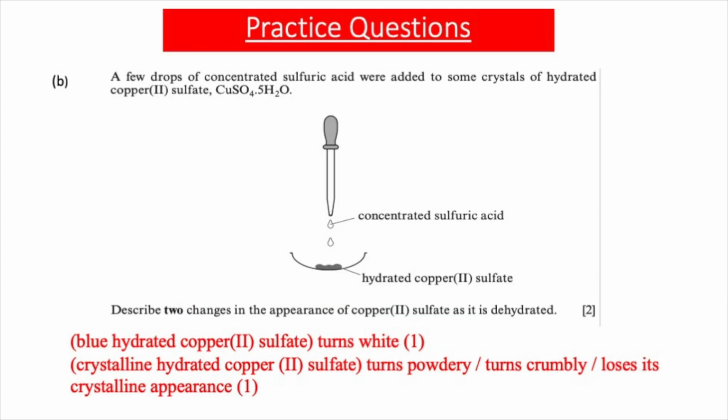Now for part B, it says a few drops of concentrated sulfuric acid were added to some crystals of hydrated copper-2 sulfate, and it gives you the formula of this. And it says describe 2 changes in the appearance of the copper-2 sulfate as it's dehydrated. Well, if you said that the blue hydrated copper-2 sulfate would turn white, you get 1 mark. And the clue is in the question here. It says you had crystals of the hydrated copper-2 sulfate. So if you added the concentrated sulfuric acid, in addition to going white, it would turn powdery or crumbly, and it would lose its crystalline appearance. So if you said any of those, you get the 2nd mark.